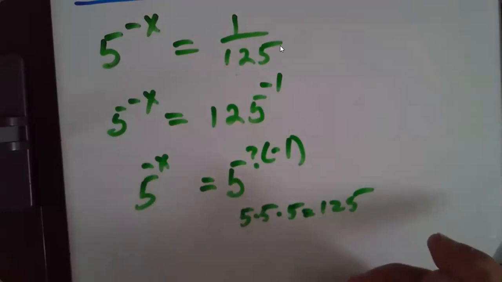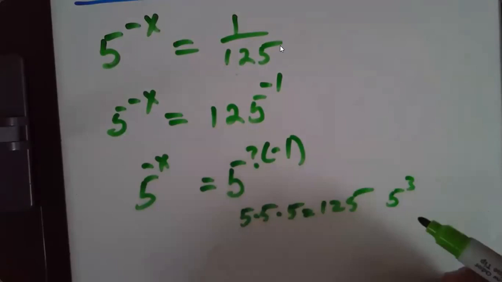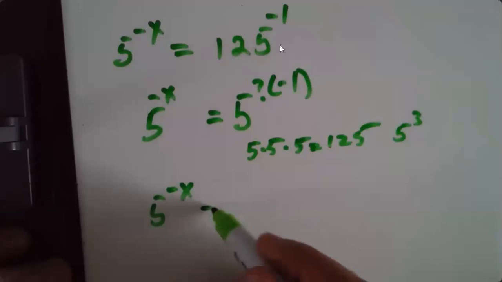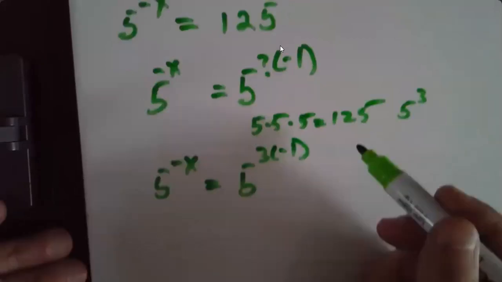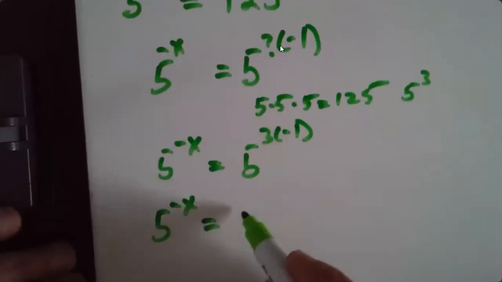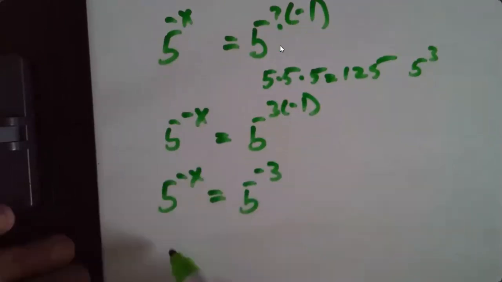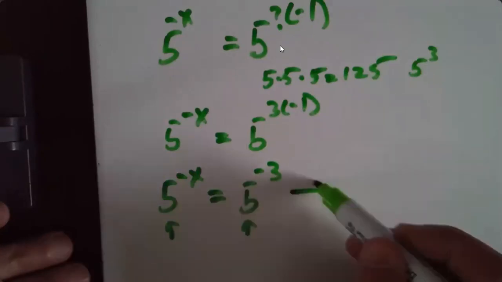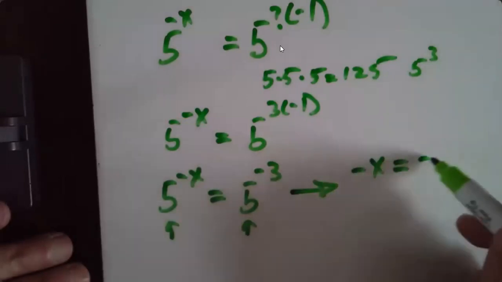And so we can use 5 to the third power. So that becomes 5 to the negative x equals 5 to the third power times negative 1. And so that'll be 5 to the negative x equals 5 to the negative 3. So now our base on the left is the same as our base on the right, so we can set the exponents equal to each other. So that's negative x equals negative 3.